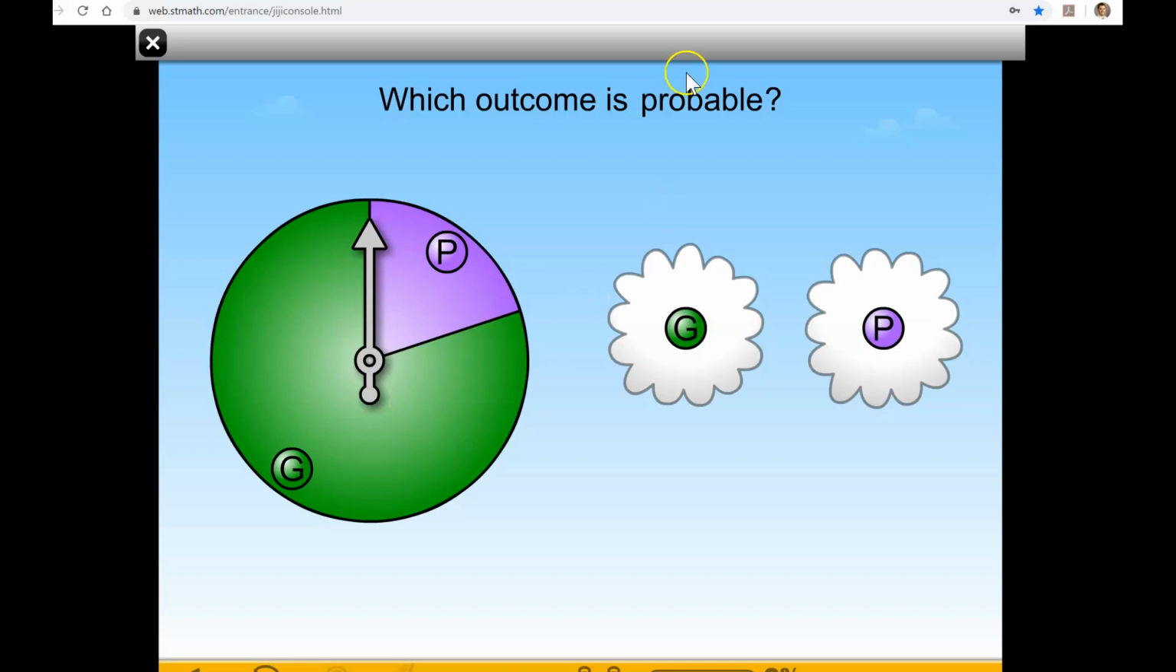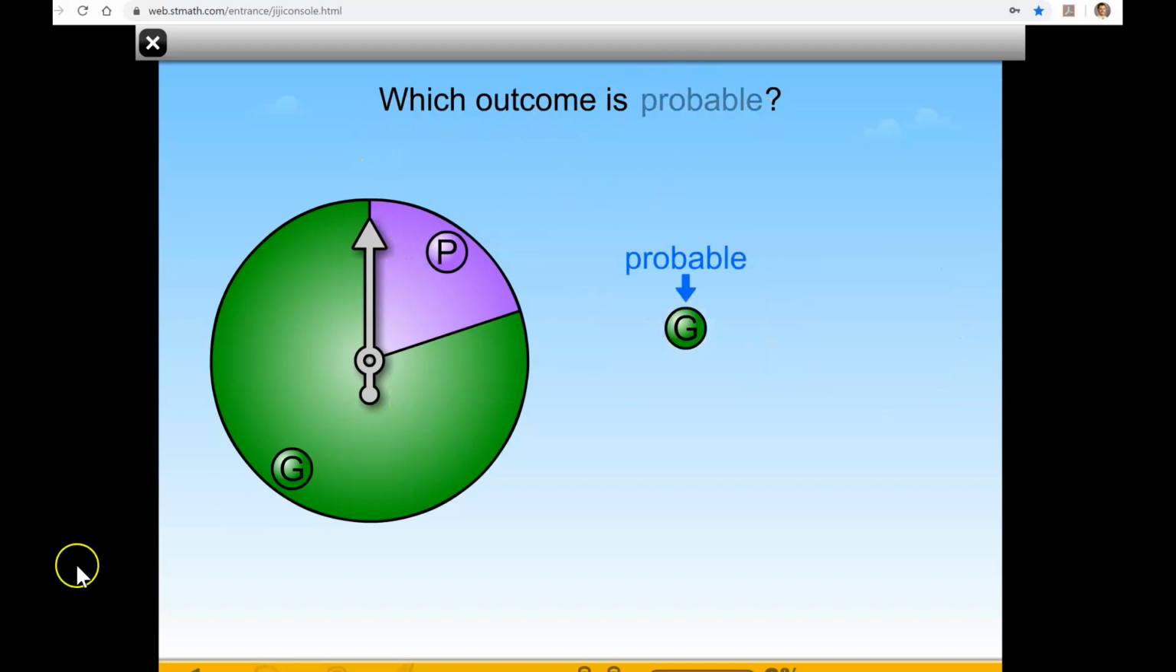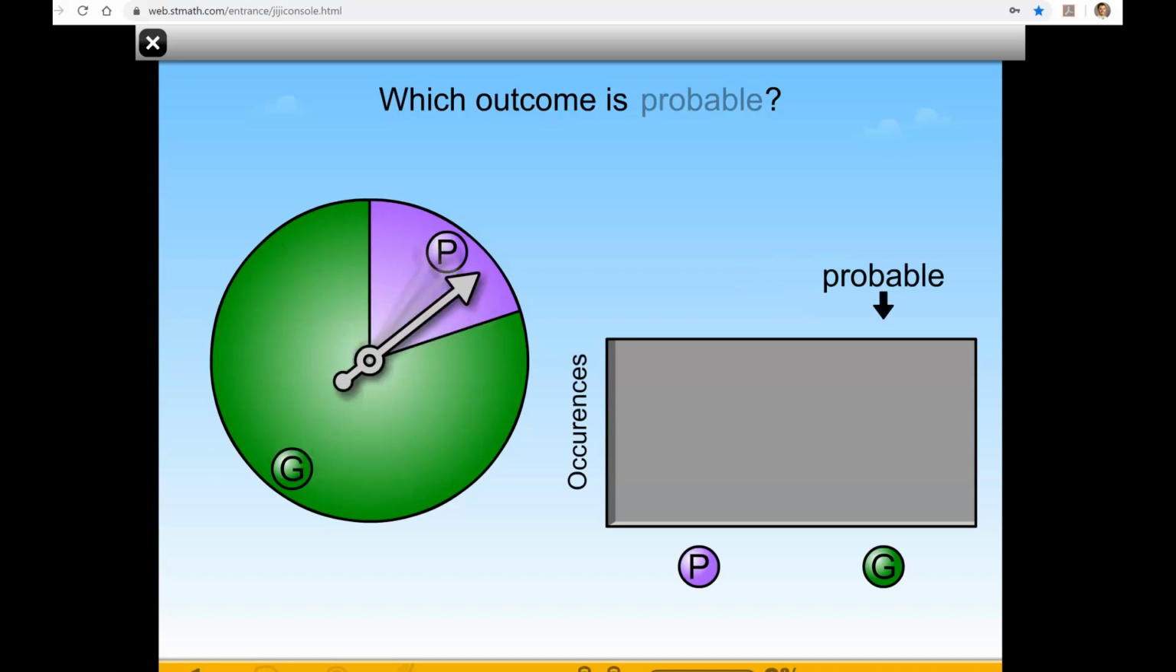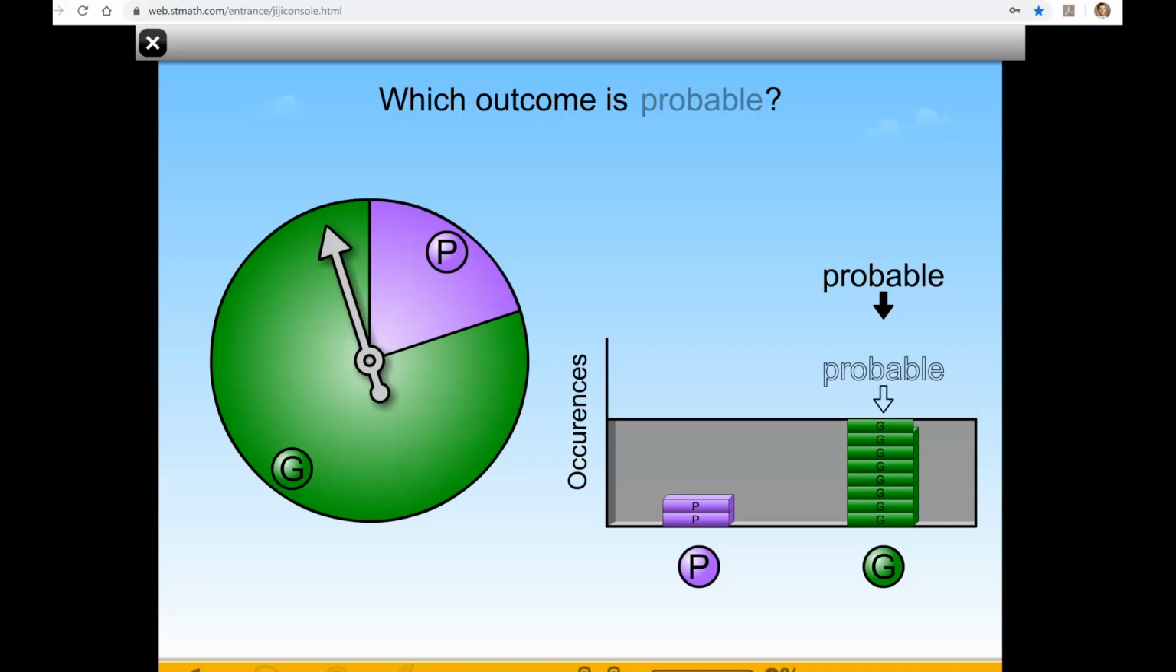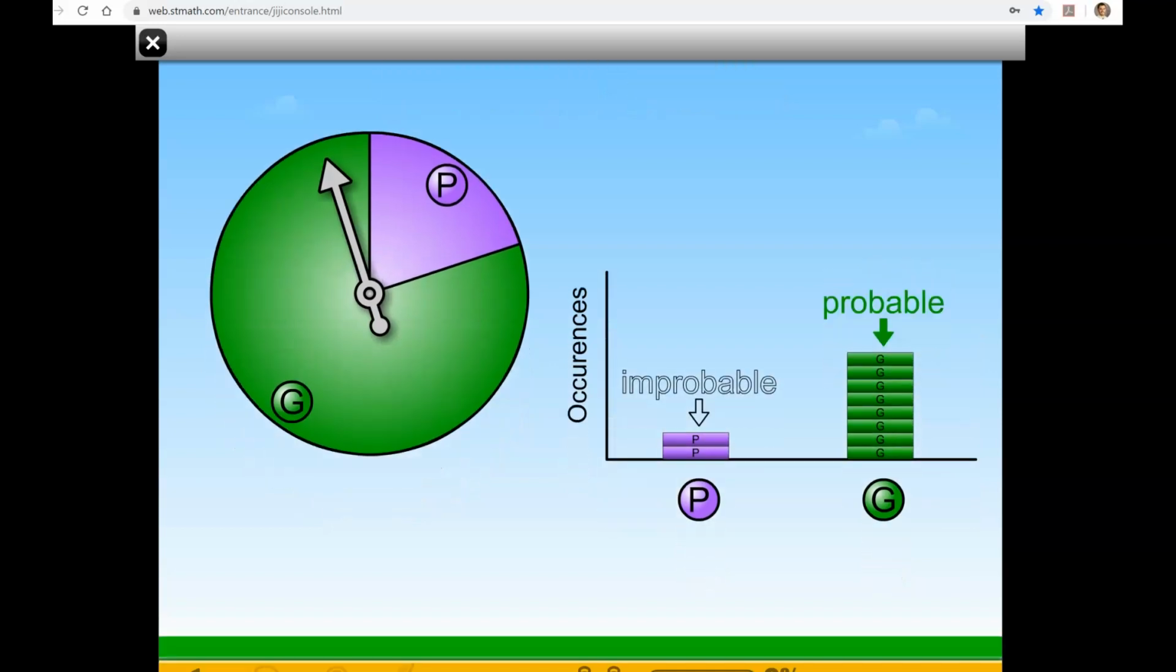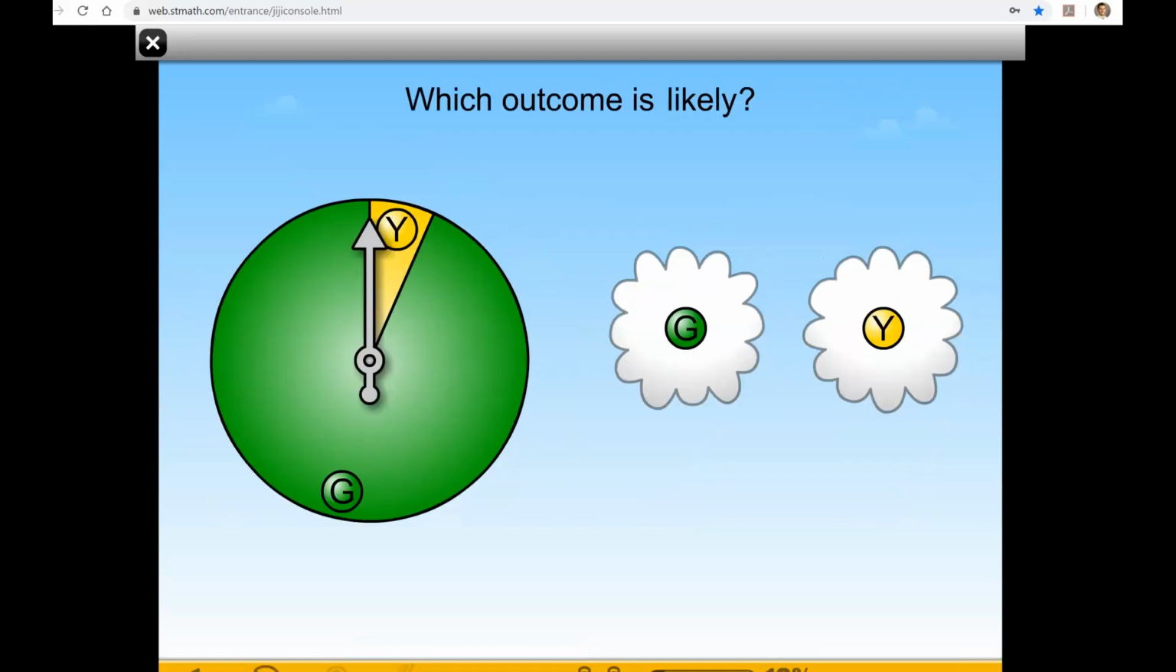The problems in level 2 look like this: which outcome is probable, as in more likely. You just click on the one that is more likely. I'm going to let this filter itself out here, and then I'll go to level 3 and show you what those problems look like. But again, when it's probable or likely, you're looking for the one that has the bigger section. Improbable or unlikely, it's the smaller section.